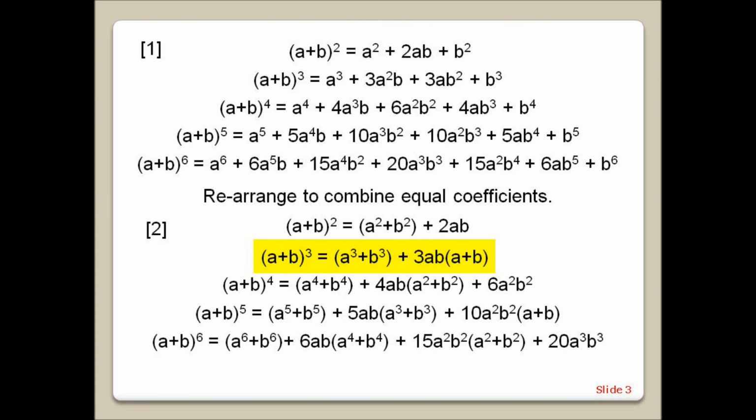In 1 we have the normal polynomial equations resulting from the expansion of (a plus b) to the power n, equal to 2 to 6. The coefficients of the equations result in Pascal's triangle. In 2 we see the polynomials that result from rearrangement of the equations to combine equal coefficients.